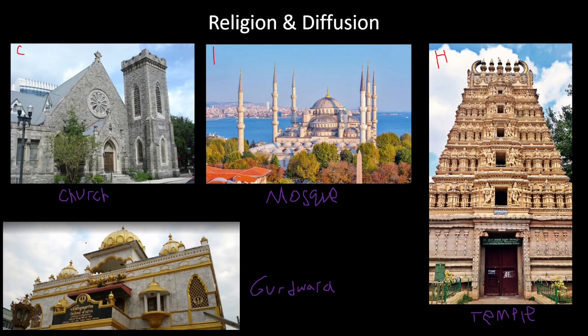So in the Gurdwara, we see these domes here as well. Gold is actually a pretty common color, or yellow material used as well. And it kind of has a dome at the top as well. That's a big thing. And this is a part of Sikhism. So yeah, architecture.